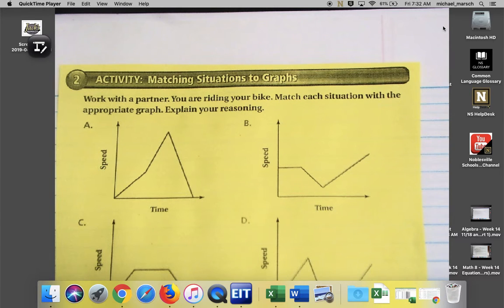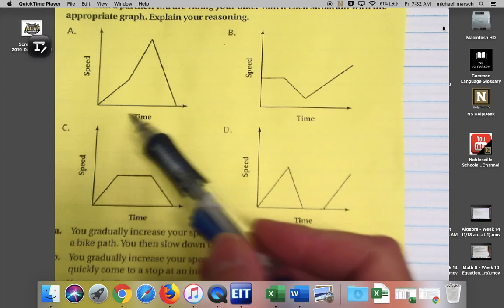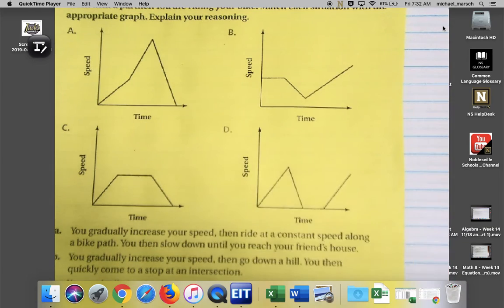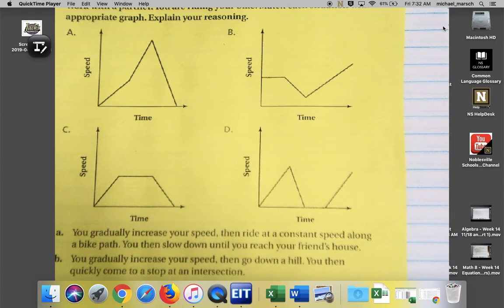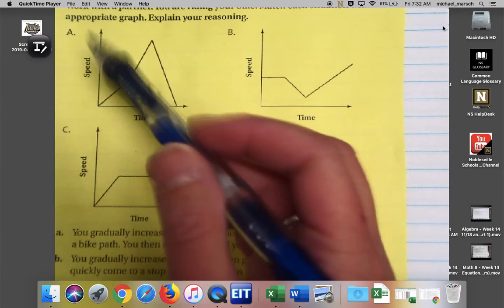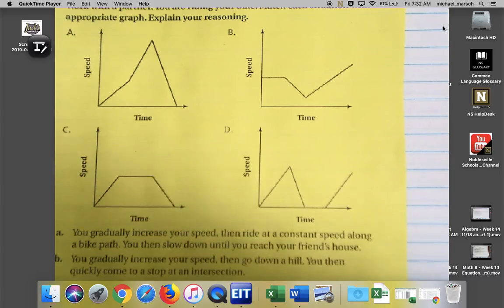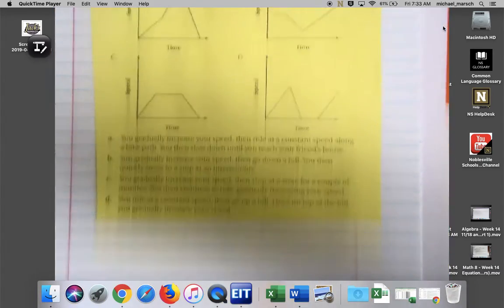Explain your reasoning. Okay, so we have 4 different graphs here. Again, we don't have increments, so we don't know how long this person's riding their bike or what kind of speed this is, but it's just somebody riding their bike over time, and this is their speed. Okay, so we're going to try to match graph A, B, C, and D with situation A, B, C, and D. So let's make sure we can see all of the situations here.